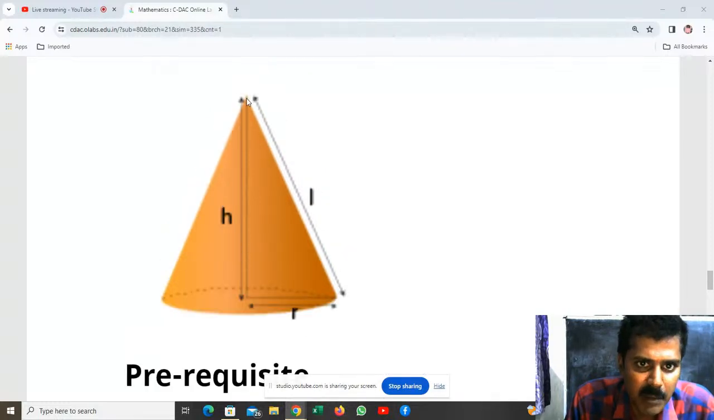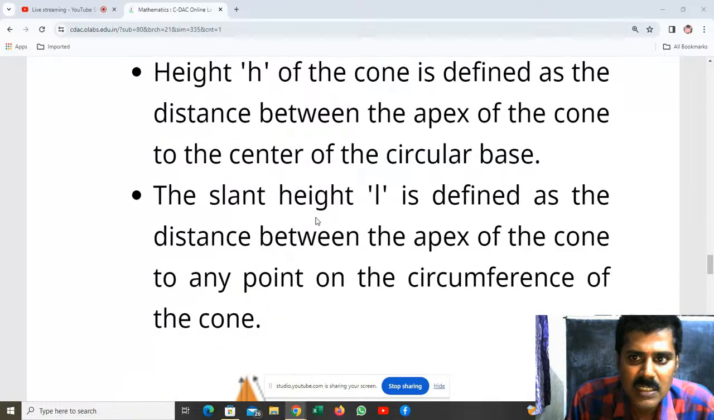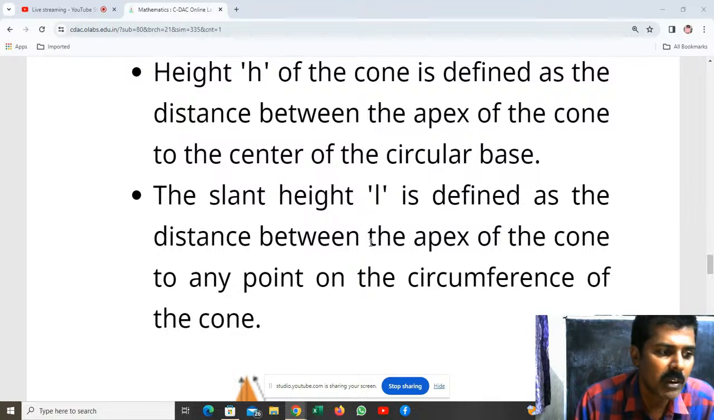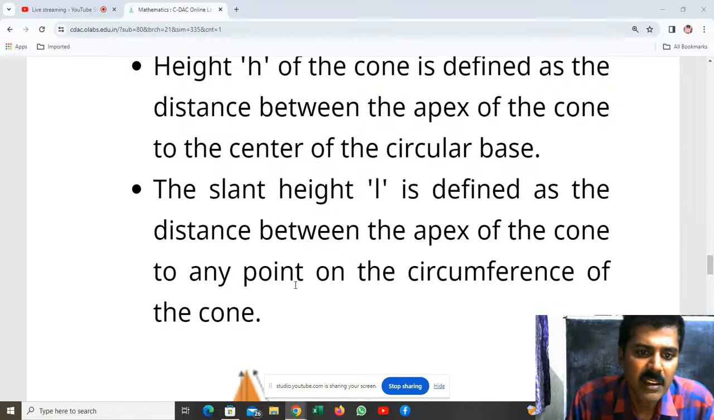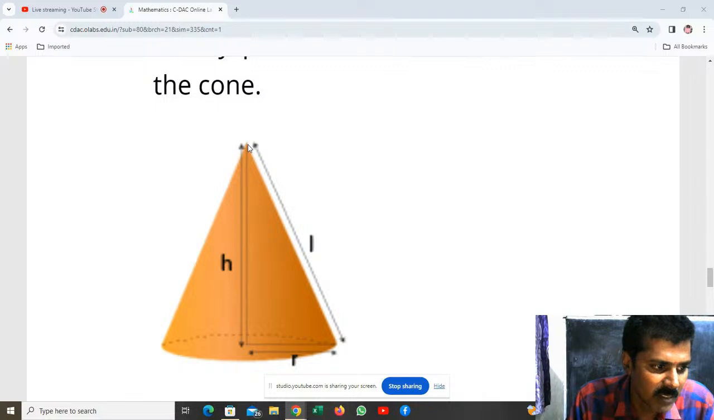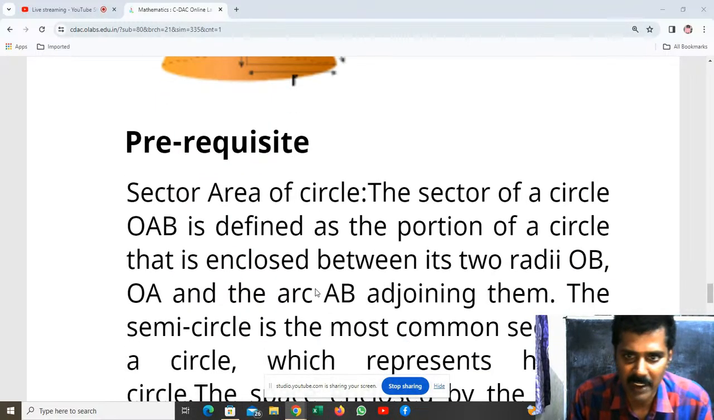And the height is nothing but the perpendicular drawn from the vertex of the cone to the center of the circle is known as height. And this one is known as slant height. So these are the three components which you have to define for a cone. Slant height is nothing but the distance between the apex of the cone to any point on the circumference of the cone. Apex means the vertex and any point on the surface. This is called slant height. Height, slant height, radius. These are the three things we have to find.